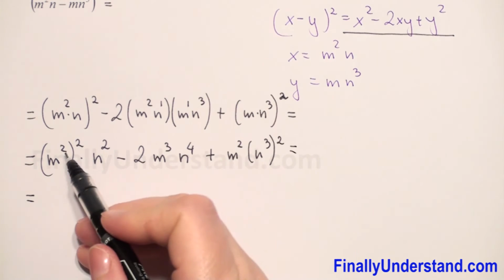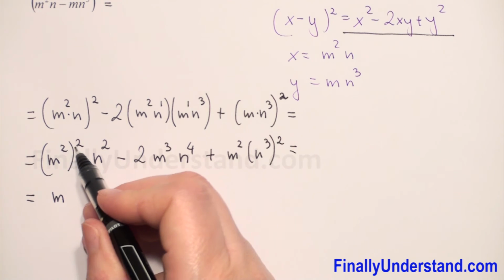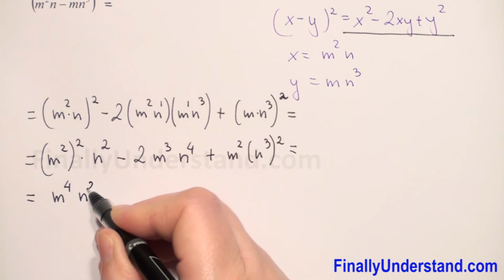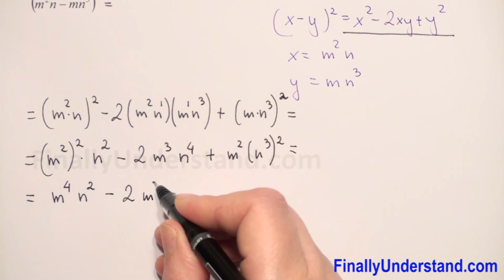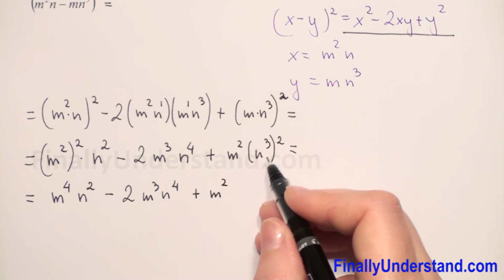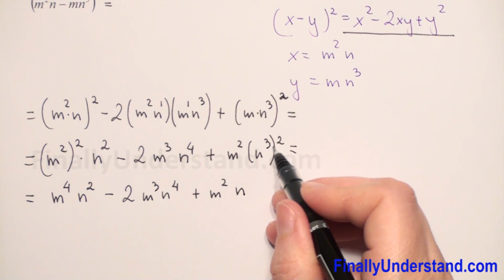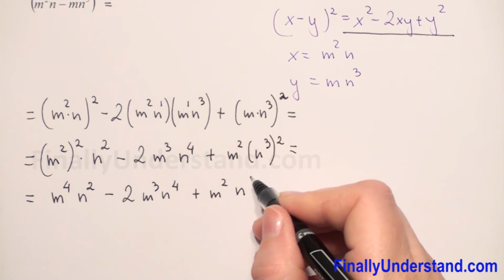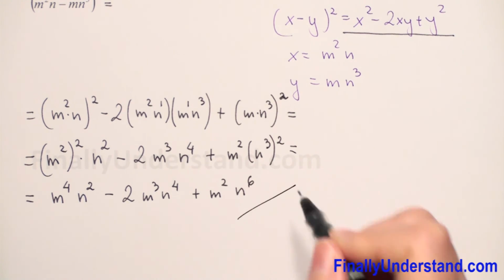when we have power to power, we copy the base and we multiply the exponents. 2 times 2 is 4. And we have times n² minus 2m³n⁴ plus m², and again the same base is n, and we have power to power, so we have to multiply the exponents. 3 times 2 is 6. We don't have like terms, so this is my solution.